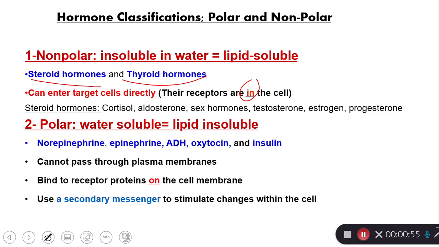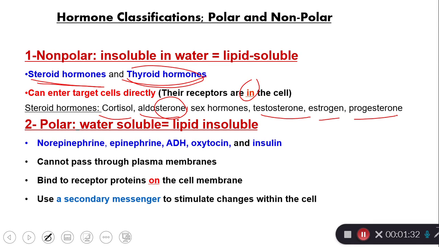The non-polar hormones are the thyroxine from the thyroid gland and steroid hormones, the ones from the adrenal cortex or the sex hormones from the ovary in female or testes in male. They are cortisol, aldosterone. Anything that ends with a sterone is a steroid hormone, so automatically it is lipid soluble. The testosterone, estrogen, progesterone, all of those are lipid soluble, so they have their receptors inside the cell.